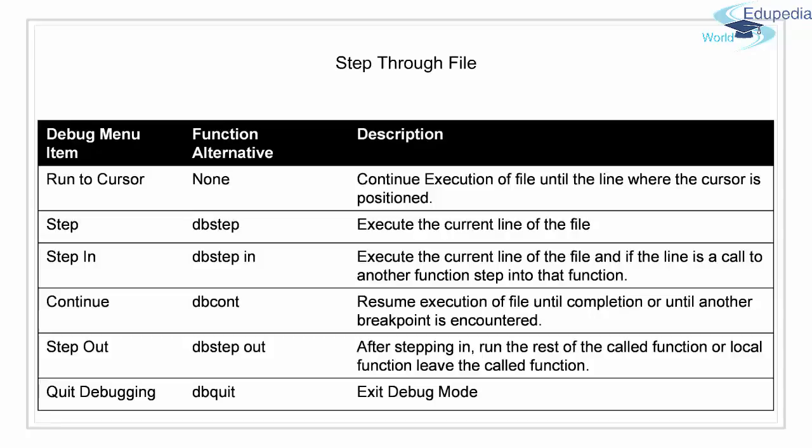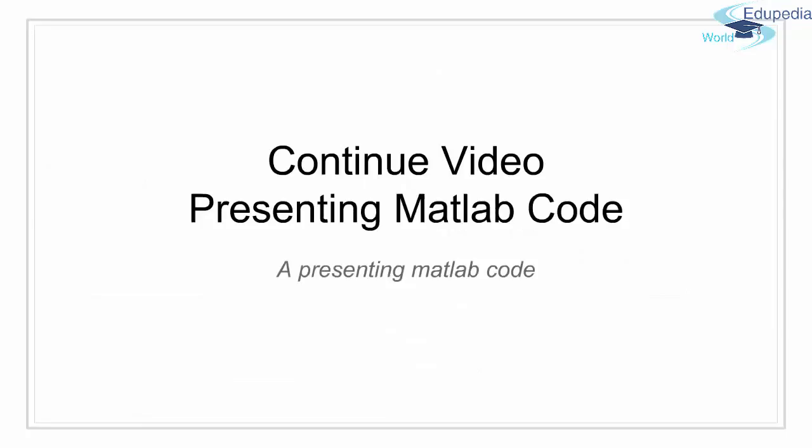Third, we have what is called step in. This is where the current line of the file is executed, and if the line is a call to another function, then the debugger steps into that function. Fourth, we have this continue statement that resumes the execution of the file until completion or until another breakpoint is encountered. Fifth, we have step out that runs the rest of the called function or local function, or basically leaves the called function and pauses. And last, the sixth, is quitting the debugging mode, which, as the name suggests, exits us from the debug mode. This concludes our video on debugging in MATLAB.